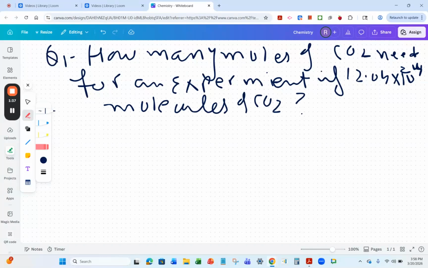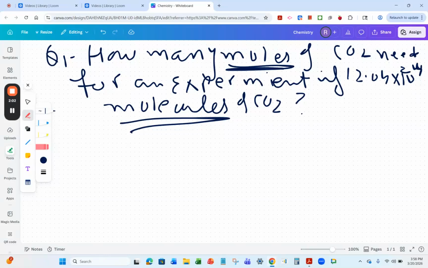Okay, here is the question. In this question, molecules are given to you and you want to find the moles. So it means you need that known information where you have moles and molecules together. It's very, very important for the conversion factor. Use that known information, the unit you want to cancel and the unit given to you in the question.